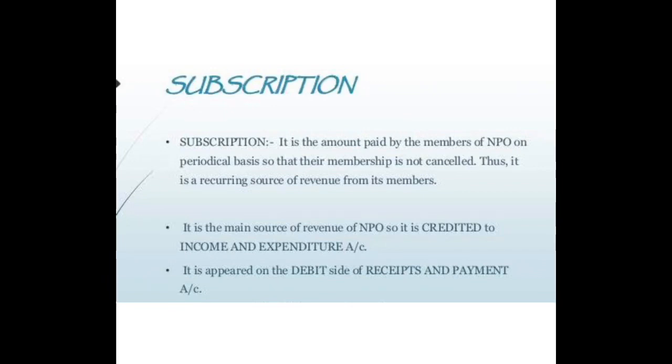So what is subscription in NPO? It is the amount paid by members on a periodical basis. It is the main income of the NPO, so it is credited to the income and expenditure account. And the actual subscription amount that is received appears on the debit side of the receipt and payment account.